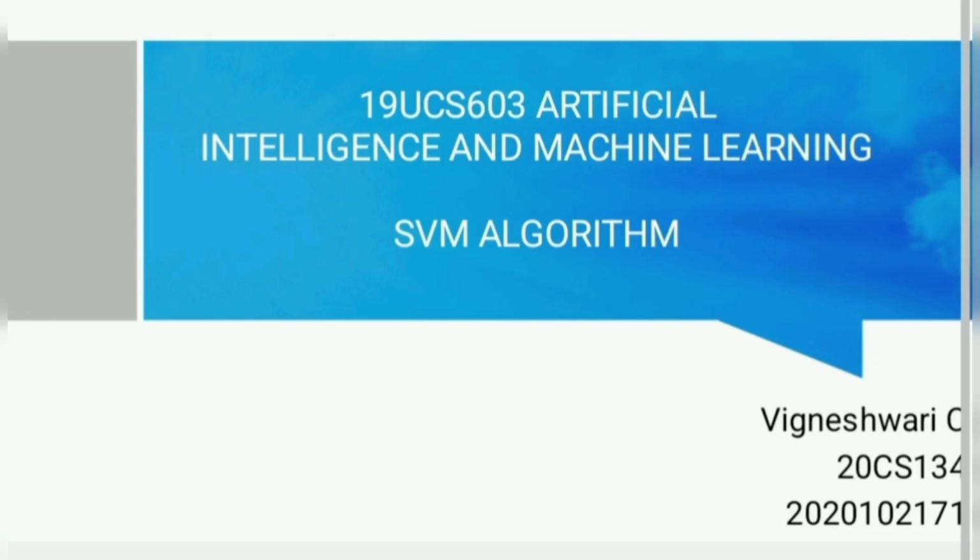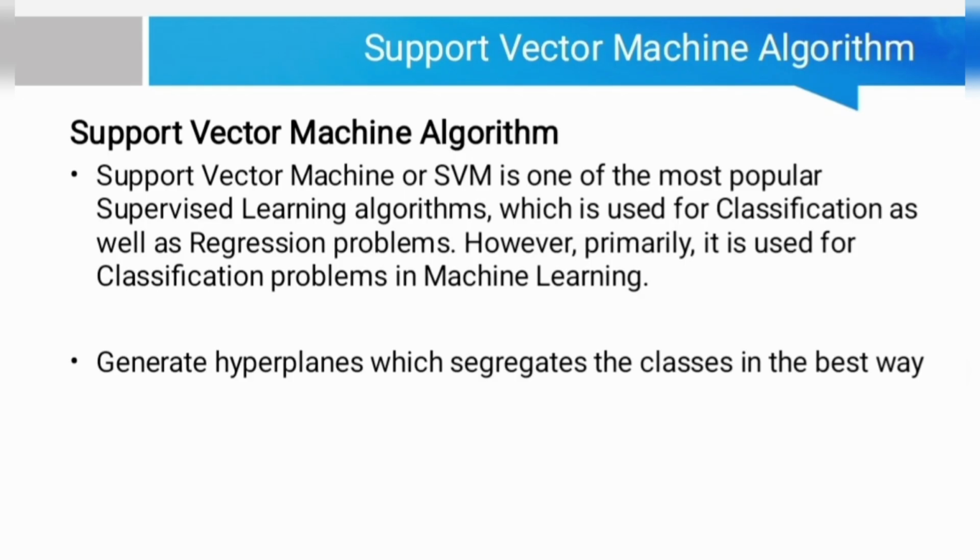Hello everyone, today's topic is the support vector machine algorithm. Support vector machine algorithm, or SVM, is one of the most popular supervised learning algorithms, which is used for classification as well as regression problems. However, primarily it is used for classification problems in machine learning.